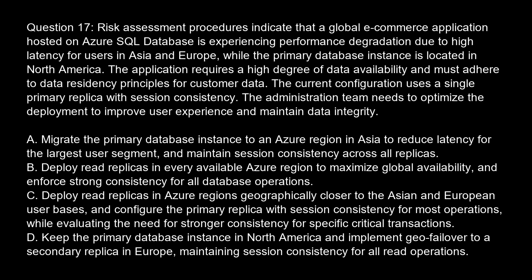Option C. Deploy read replicas in Azure regions geographically closer to the Asian and European user bases, and configure the primary replica with session consistency for most operations, while evaluating the need for stronger consistency for specific critical transactions. Option D. Keep the primary database instance in North America and implement geo-failover to a secondary replica in Europe, maintaining session consistency for all read operations.